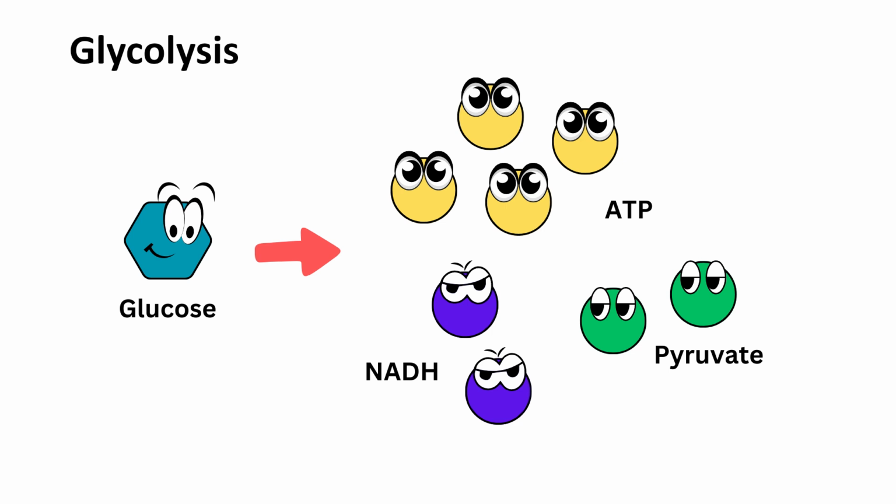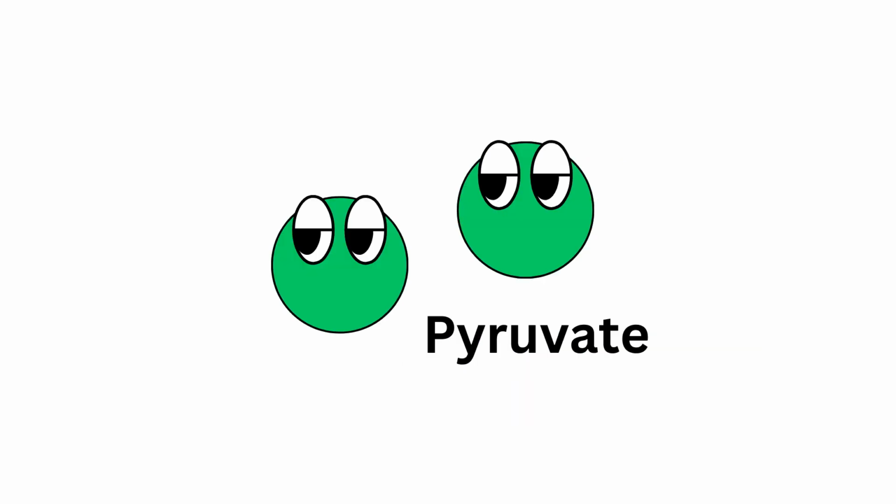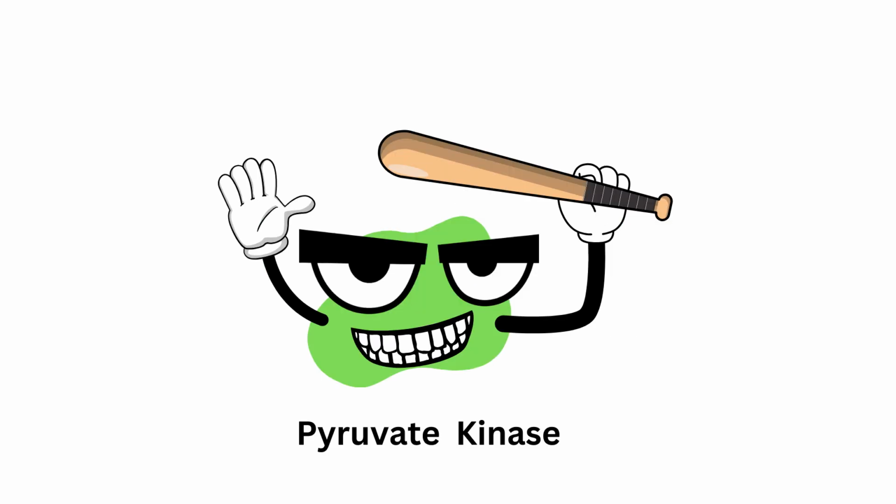Cellular metabolism begins with glycolysis, a process that breaks down glucose into smaller molecules. The final step of glycolysis is crucial, as it's where pyruvate, a key molecule for energy production, is formed. This transformation is catalyzed by the enzyme pyruvate kinase.